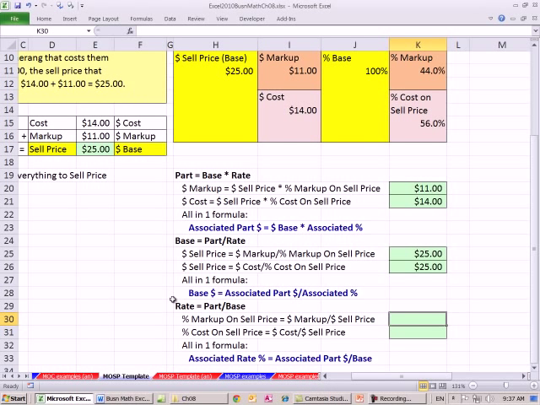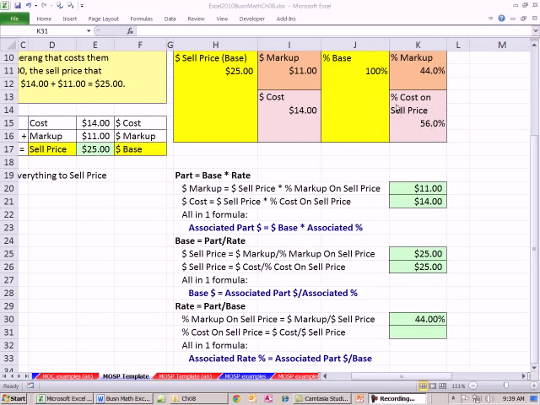Finally, the third formula we learned in Chapter 3, rate equals part divided by base. So I'm going to calculate associated rate equals associated part divided by the base. So let's calculate percentage markup on sell price. And I'm calculating a percentage, so I don't need to round it. All right, you ready? The actual markup in dollars divided by the base. So I'm dividing associated part divided by the base is going to give me associated rate. So when I hit enter, 44%.